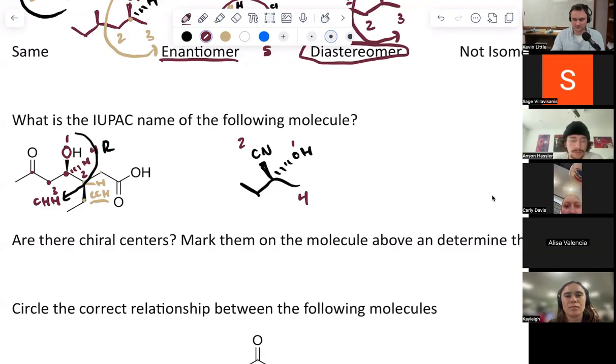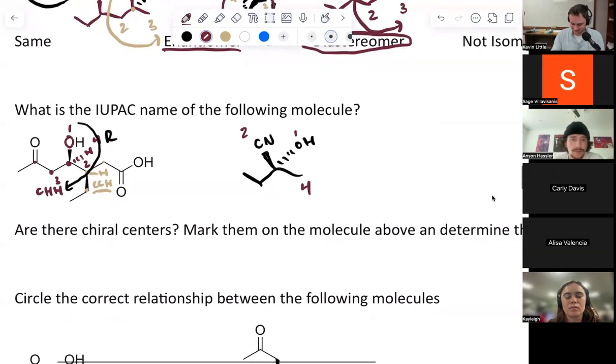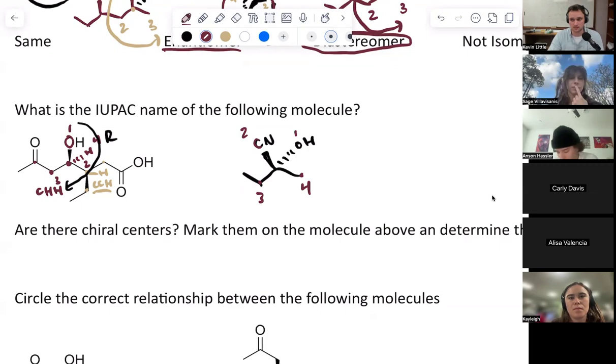And then this is the third priority, right? This is a carbon attached to four hydrogens, a carbon attached to a carbon and two hydrogens. This is a carbon with three attachments to a nitrogen. That's an OH. The problem is my lowest priority is not on a wedge or a dash. So in this one, you do have to do some rotating of the molecule.